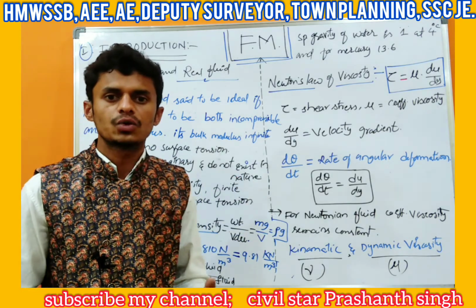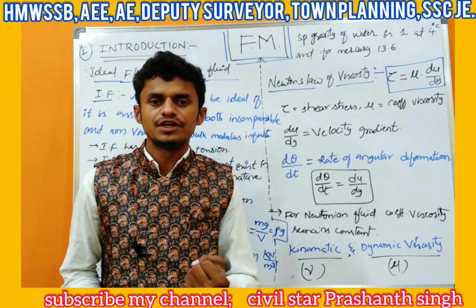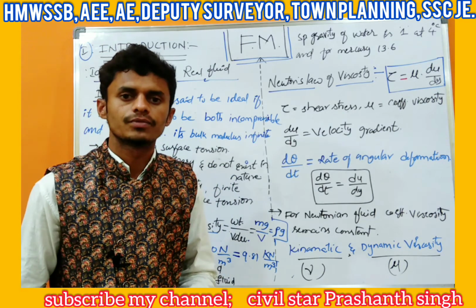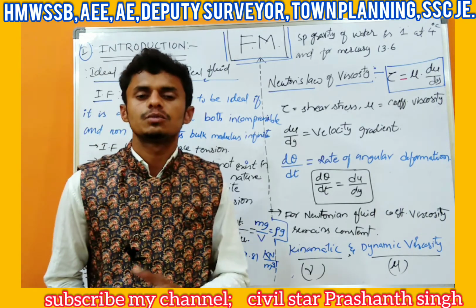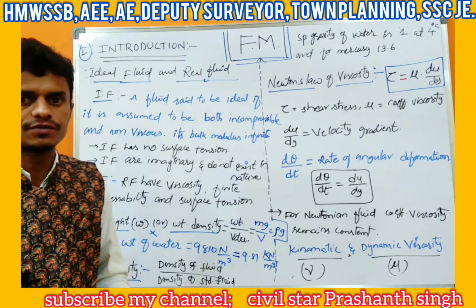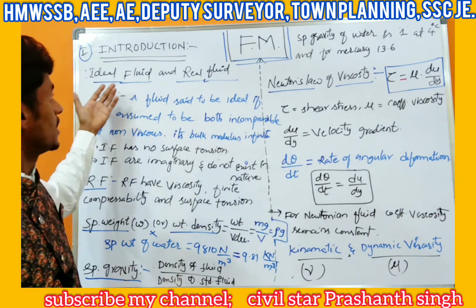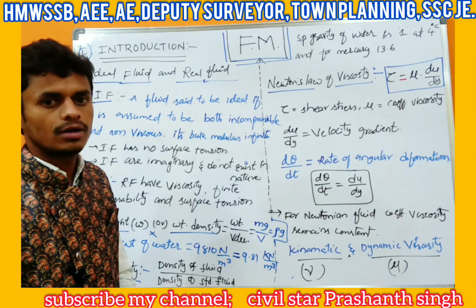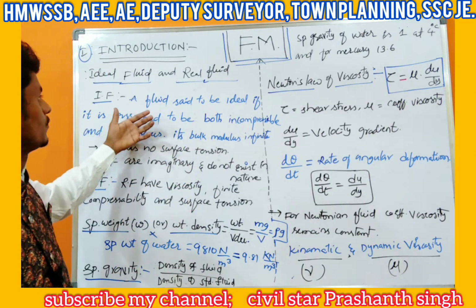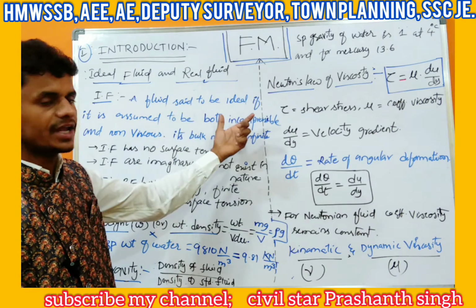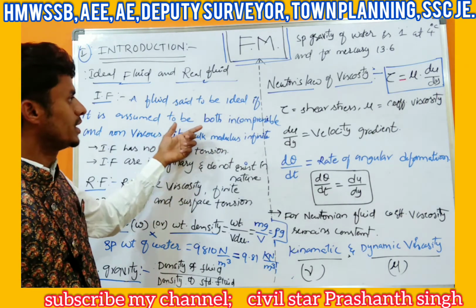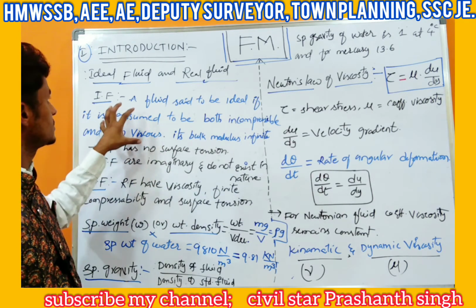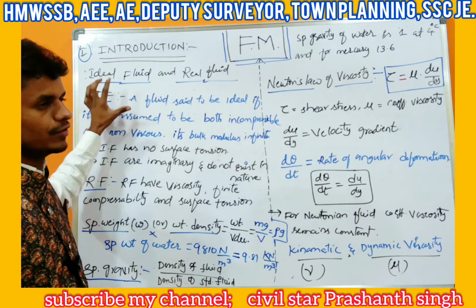In this chapter we are going to learn the basic definitions of the subject, the units for each definition, and the dimensional formulas. In the introduction, first we have the ideal fluid and the real fluid. What is an ideal fluid and what is a real fluid? A fluid is said to be ideal if it is assumed to be both incompressible and non-viscous. So it is called an ideal fluid.